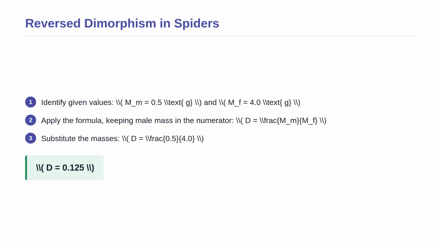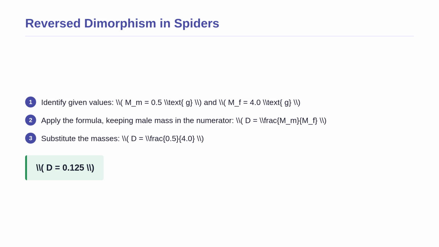Having seen male-dominated dimorphism, let us look at a scenario where the females are larger. In the golden silk orb weaver spider, we are given a tiny male mass of 0.5 grams and a female mass of 4.0 grams. We need to calculate the ratio to understand this reversed dynamic.